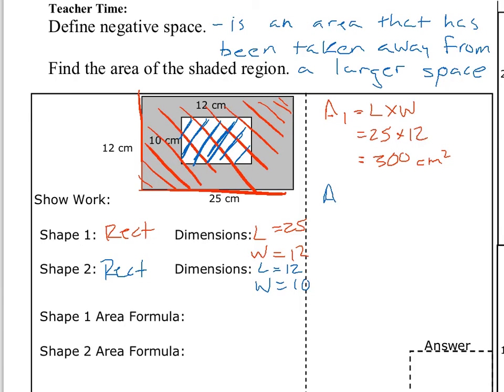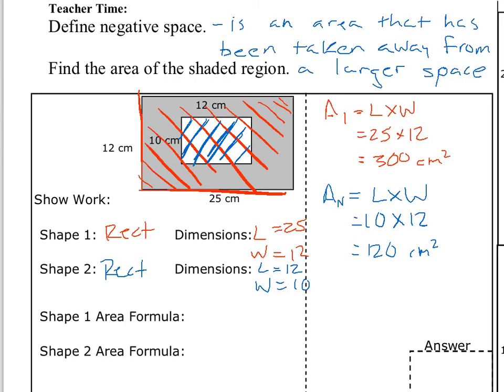So the area of what he took away, I'm just going to call this A sub n, the n being negative space. And this says that this negative space he took away was length times width, 10 times 12. So he took away 120 square centimeters of brownie. Not a happy camper about this.